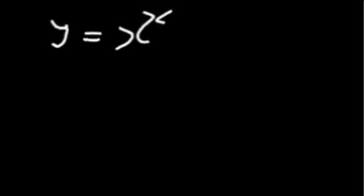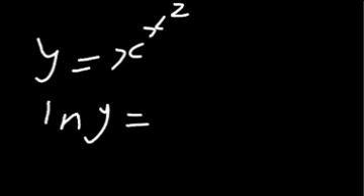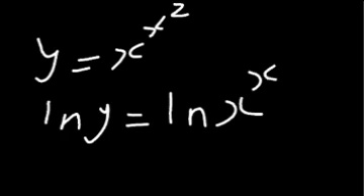So let's do it. The first thing I want to do is make y equals x raised to power x raised to power 2. Let me write that again. Make y equals x raised to power x raised to power 2. Then you want to take the log of both sides to be ln y equals ln x raised to power x raised to power 2.